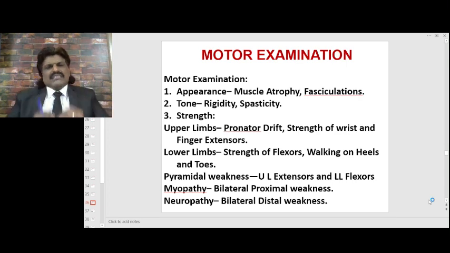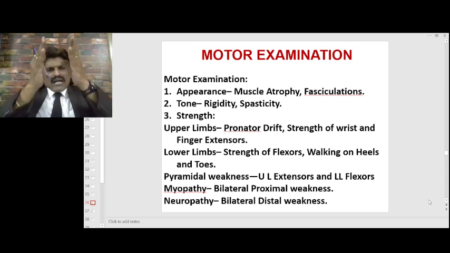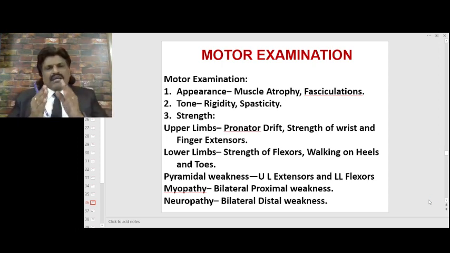The medial lemniscus, that is posterior column, is medially placed. The motor part of the cranial nerves are medially placed. So all the important tracts which start with the letter M are medially placed. So what are the tracts which start with the letter M? M for M. M it starts and M is medially placed.